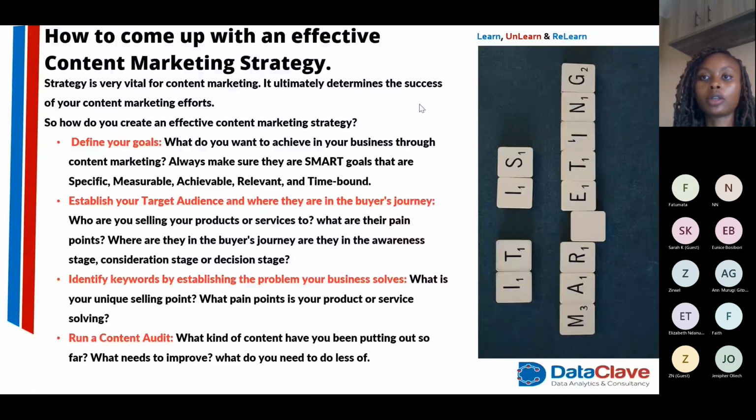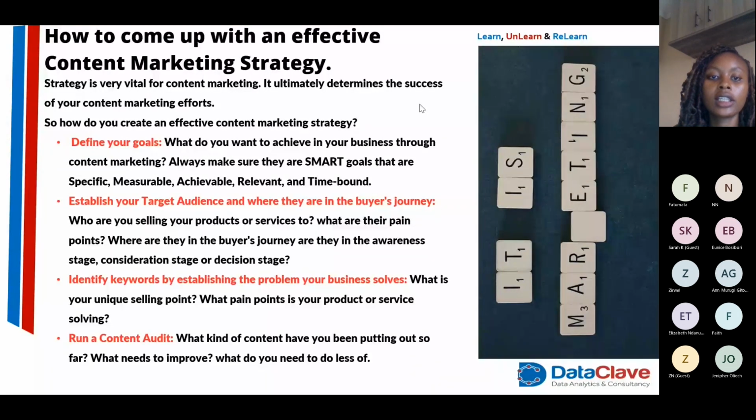And then they must be time bound. That's why I said maybe for the next 1 month, for the next 2 months. This helps in measurement of performance, and also analytics. So that's the first thing you need to do: define your goals.